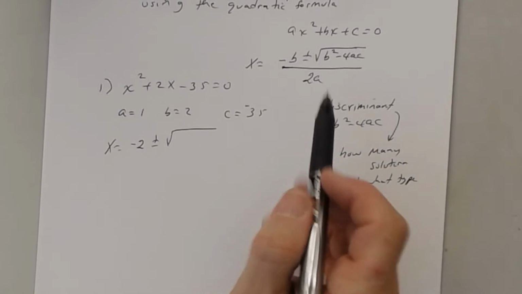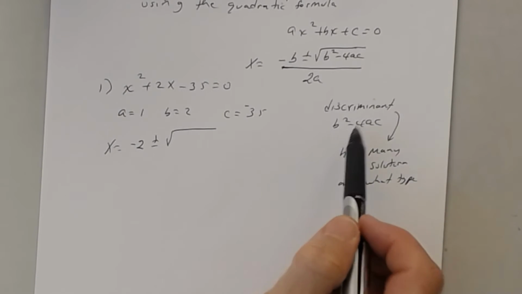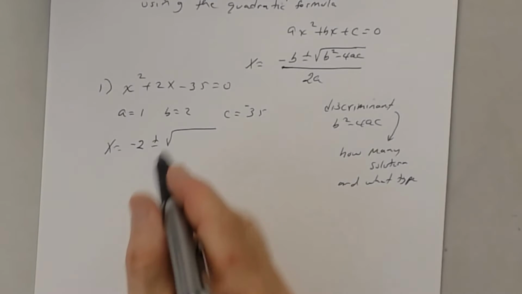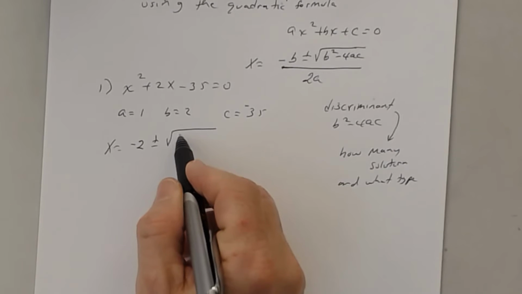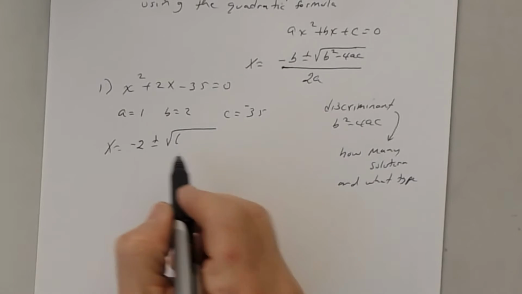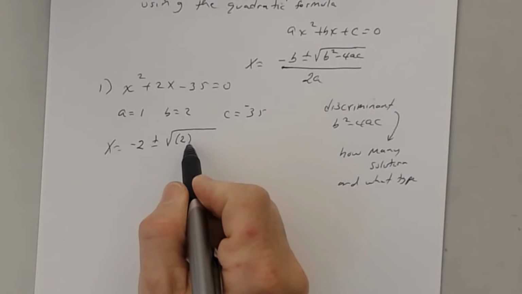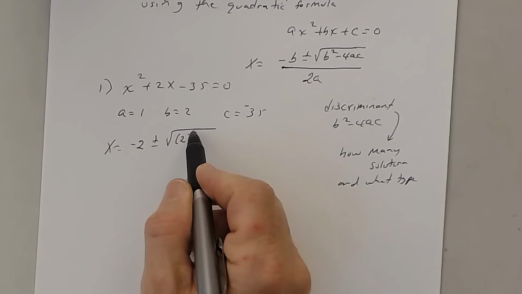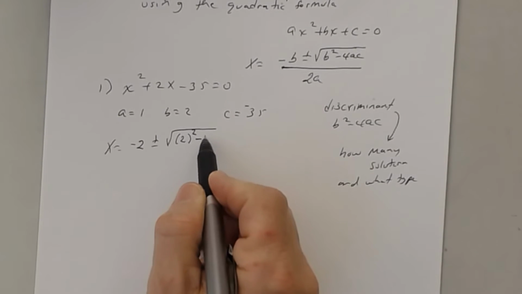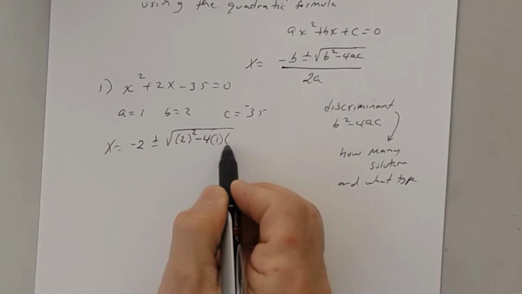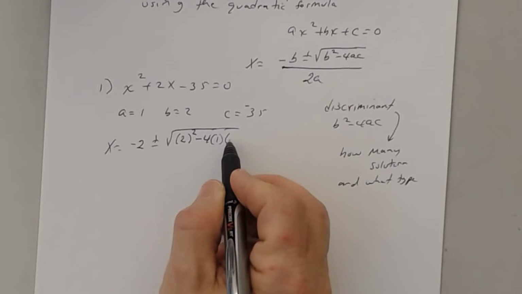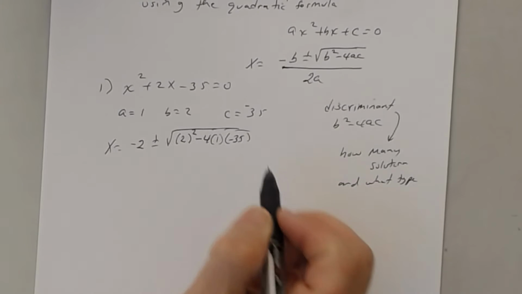Now remember, the radicand is the discriminant. So what I would do at that point is put everything in parentheses. In other words, b in parentheses. What's b here? 2, just like I'm doing. But what must I do to 2? Squared. Minus 4 times a in parentheses. What's a? 1. And then times c, and what's c? Negative 35 in parentheses, just like this.